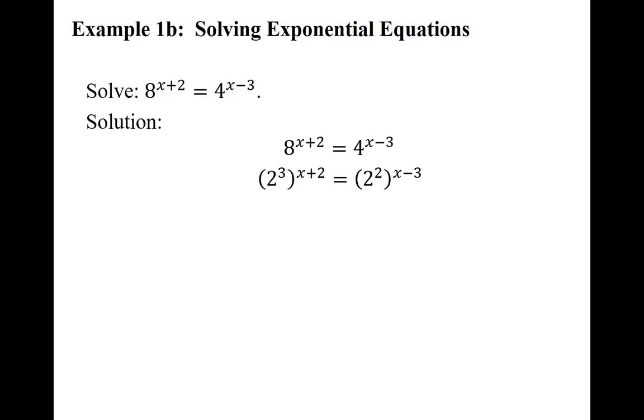What do we do now? We don't have the same base yet. Power raised to a power, we multiply the powers. So 3 times the x plus 2, and 2 times the x minus 3. Then set the exponents equal to each other because we got the common base of 2.